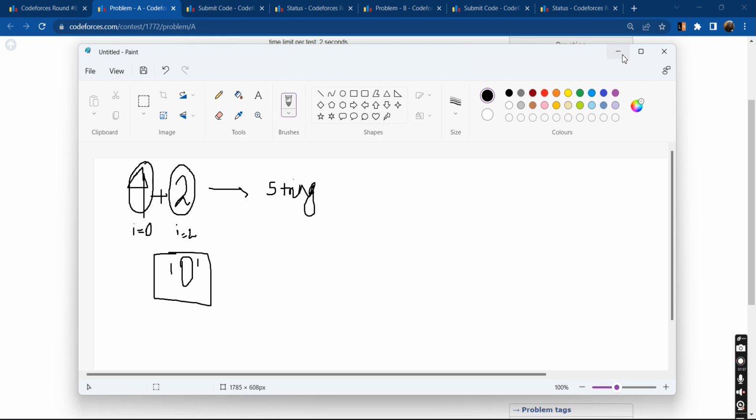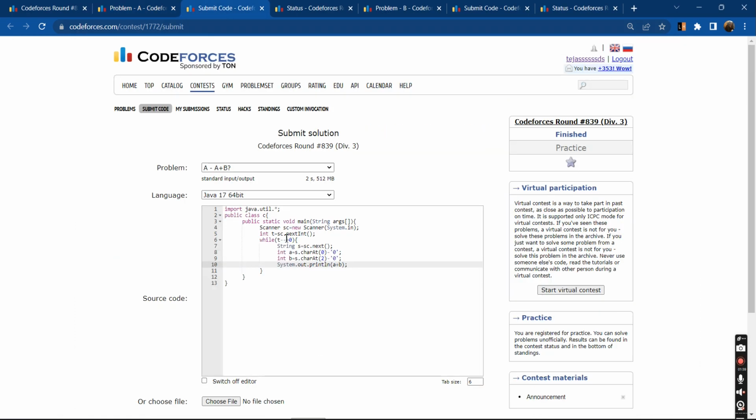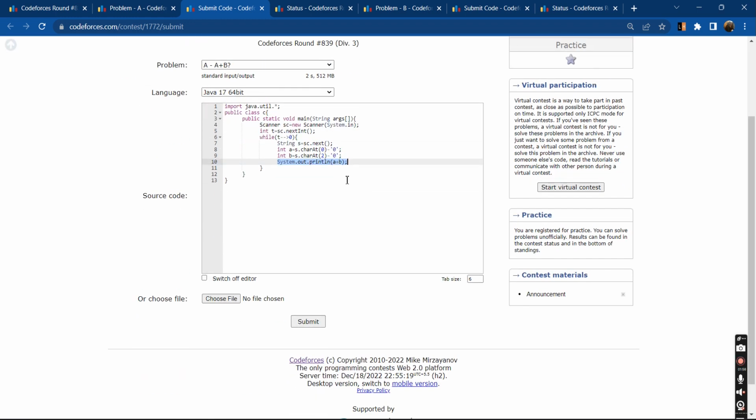So let's come to the code part now. So this is my code. I'm taking input in the string format. Then my first number, that is at the 0th position, is A, and at the second position is B. Then I will be simply printing A plus B.